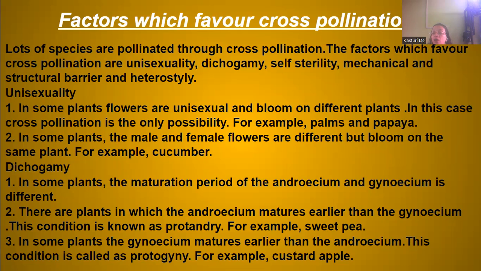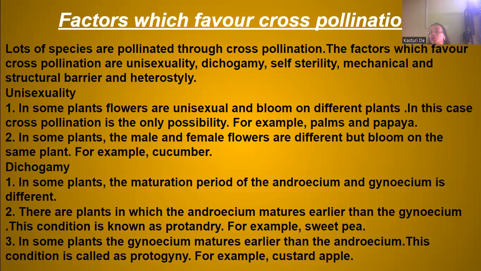Dichogamy literally means two marriages. Then mechanical and structural barriers are there, and the heterostyle condition, that is, the style is above. Okay? Then unisexuality, what happens?